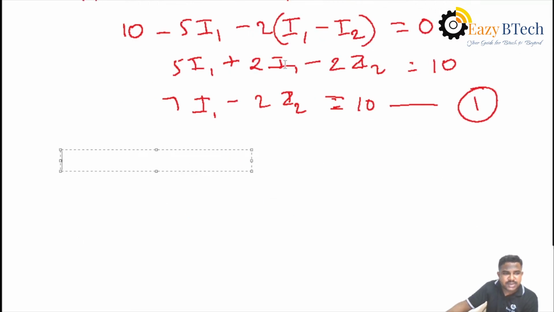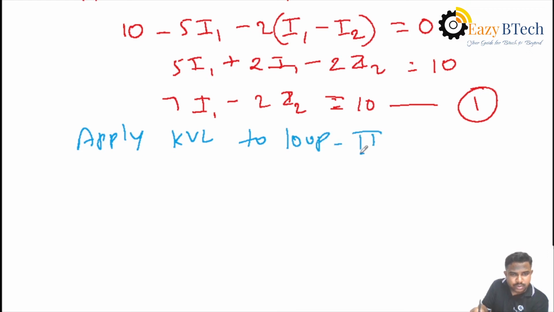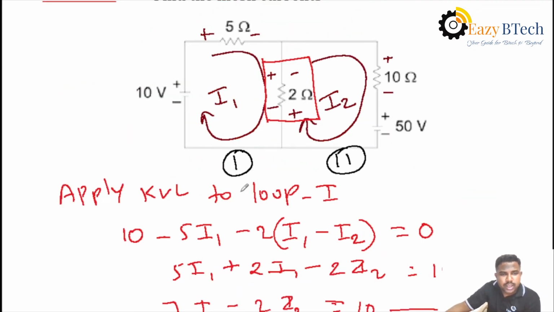Then simply the step is to apply KVL to loop 2. For loop 2 also, the 2 ohms is the mutual element, and here we are writing the loop equation for the second loop. That's why the drop is taken as I2 minus I1. Simply here 2 into I2 minus I1, but the current passing through the element is plus 2 minus.